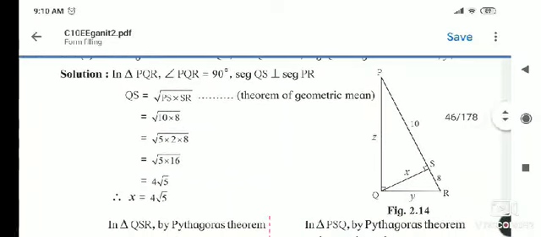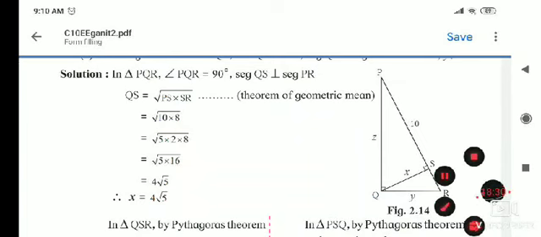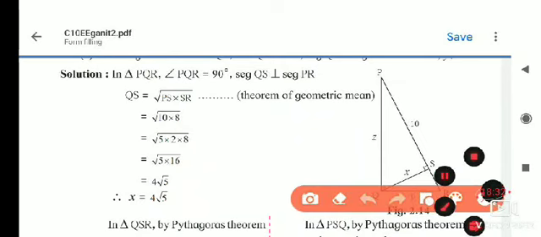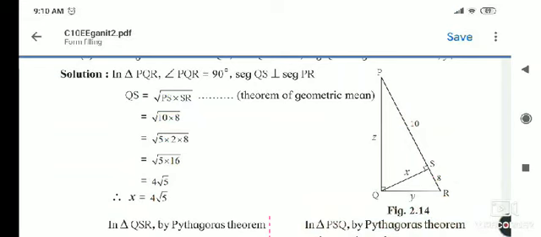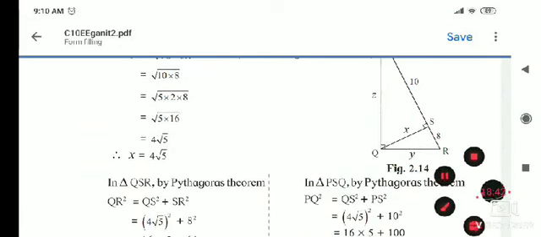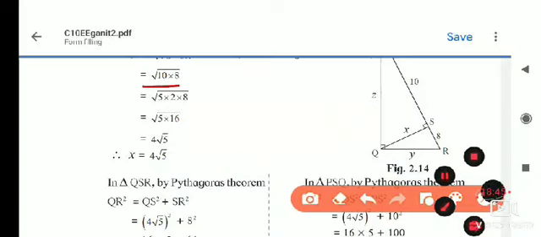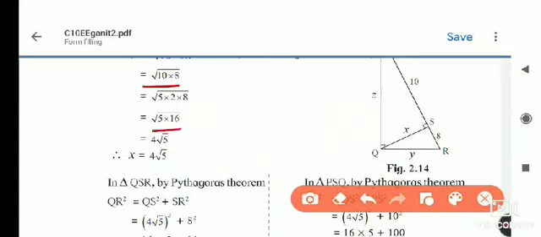As it is a geometric mean, what do we get here? QS square is equal to PS into SR, and taking the square root, QS is equal to root of PS into SR. So how will we get X here? PS is 10 and SR is equal to 8. So 80 means what? 16 fives are 80. So 4 comes outside, and the value of X we got here is 4 root 5.